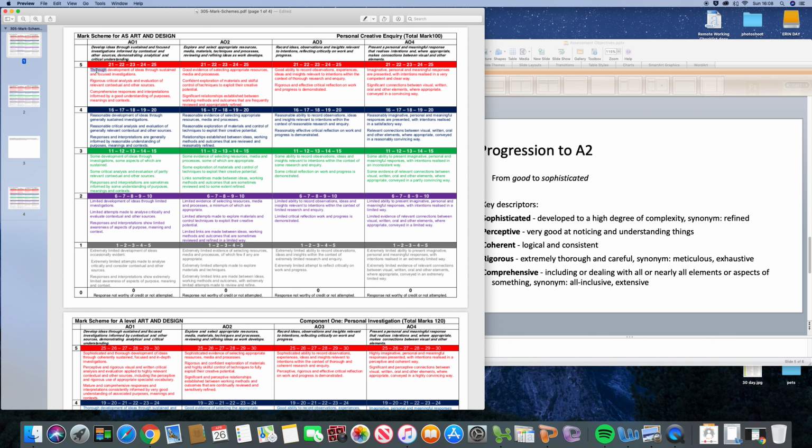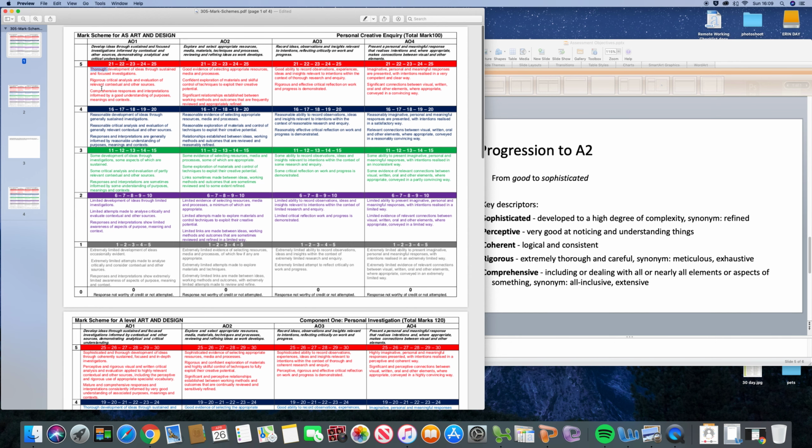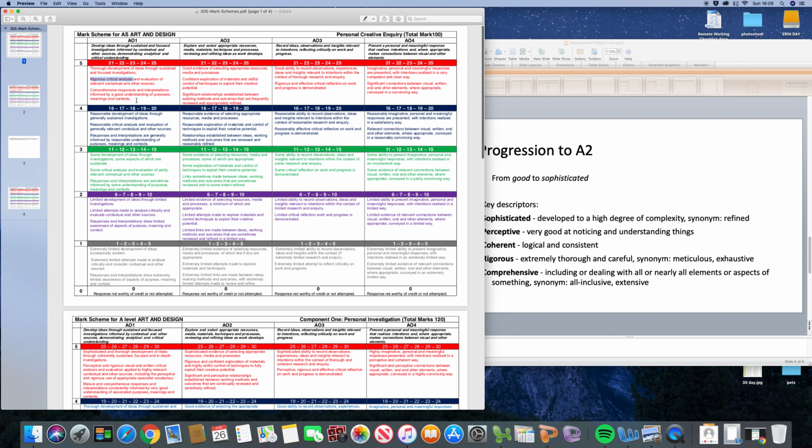And they use words here like thorough development of ideas through sustained and focused investigations, rigorous critical analysis and evaluation of relevant contextual and other sources, comprehensive responses and interpretations, informed by a good understanding of purposes, meanings and contexts. So that's my decision to make. If I think that you've done things in a really thorough way, if I can find evidence that you've got rigorous critical analysis of artist research. So all of the evidence that I'm using should be in your sketchbook.